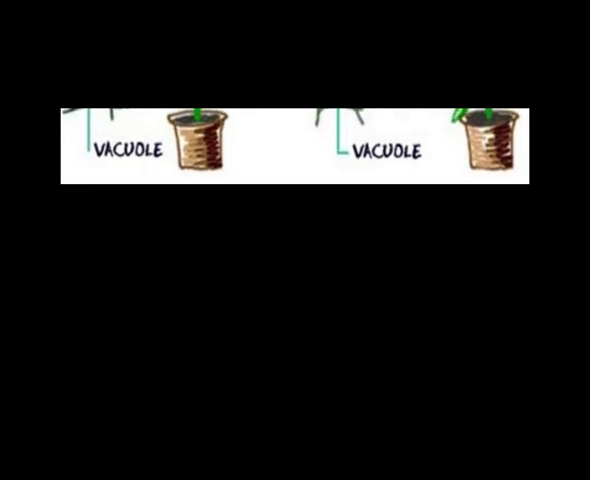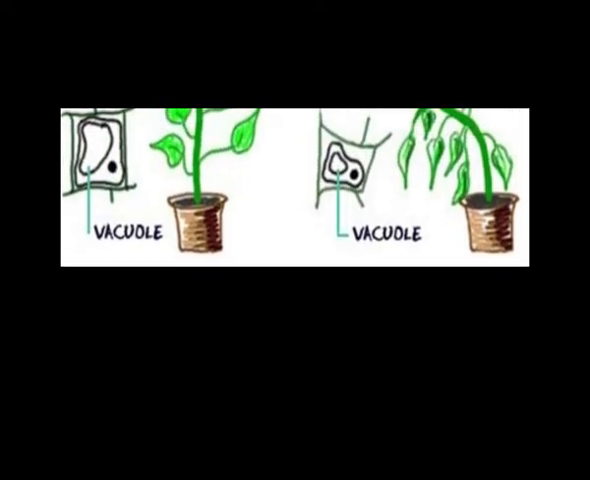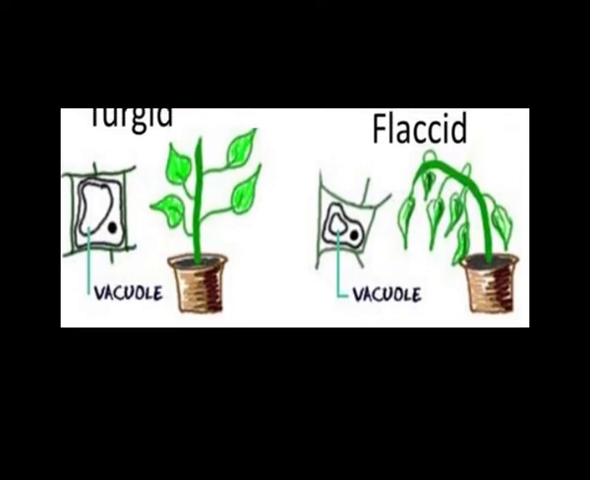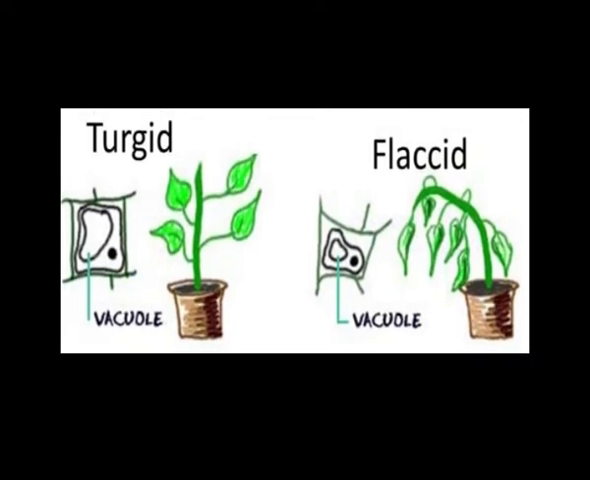Turgor in the opening and closing of stomata. As you have already studied about stomata in class 9th, the opening and closing depends on the turgidity of the guard cells. Do you remember the guard cells? Bean-shaped guard cells. Each guard cell has a thicker wall on the side facing the stoma and a thinner wall on the opposite side.